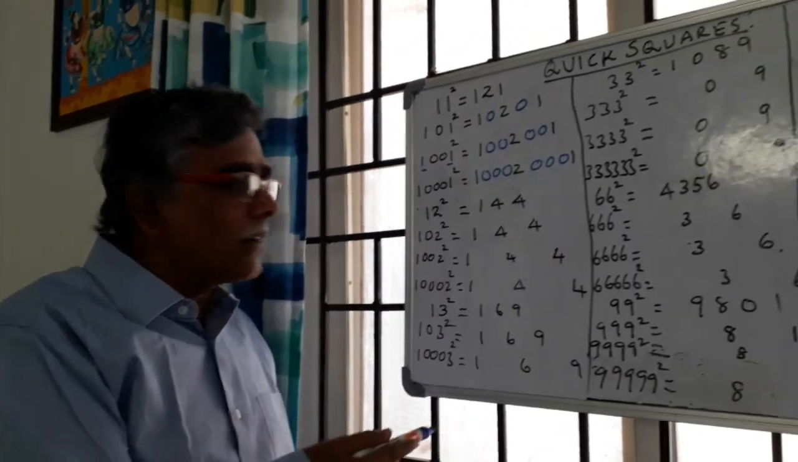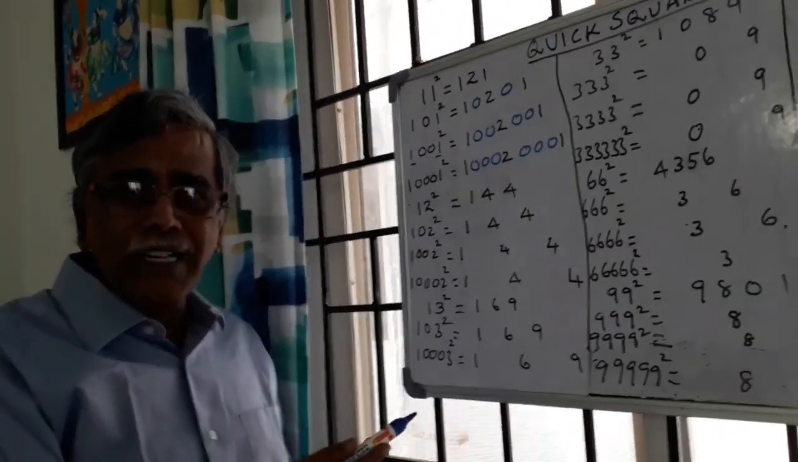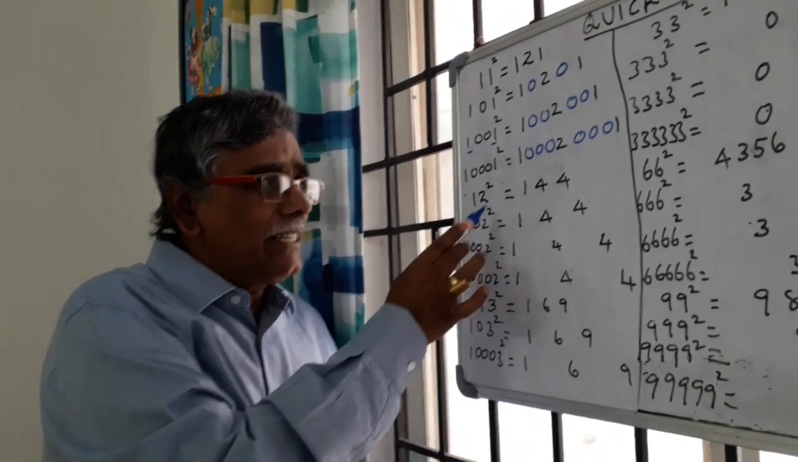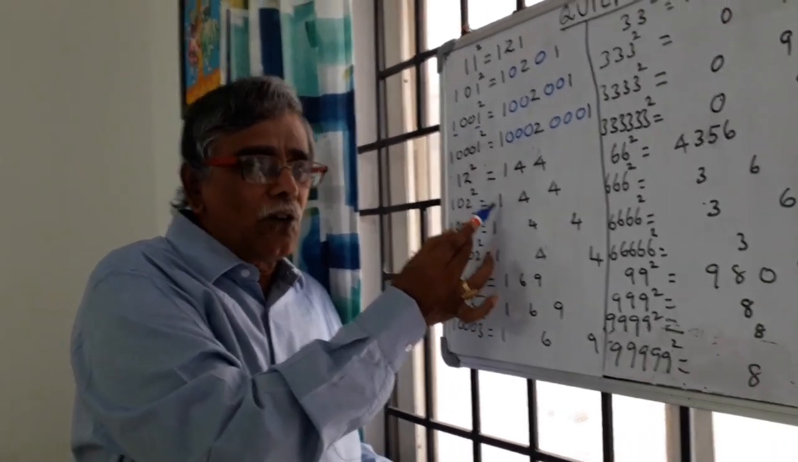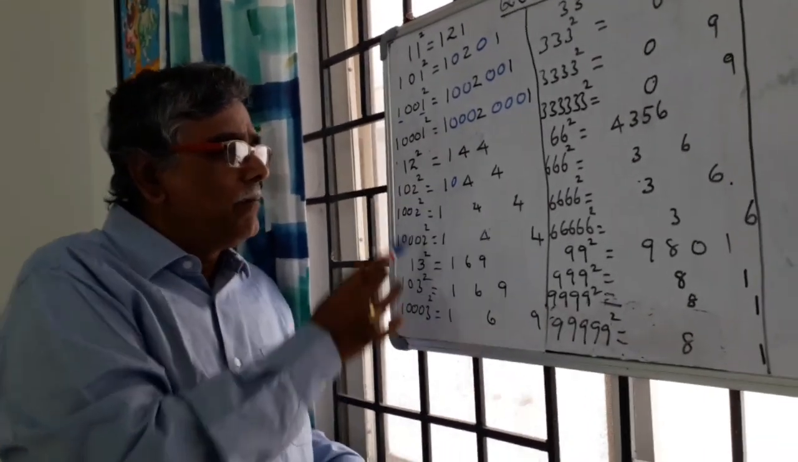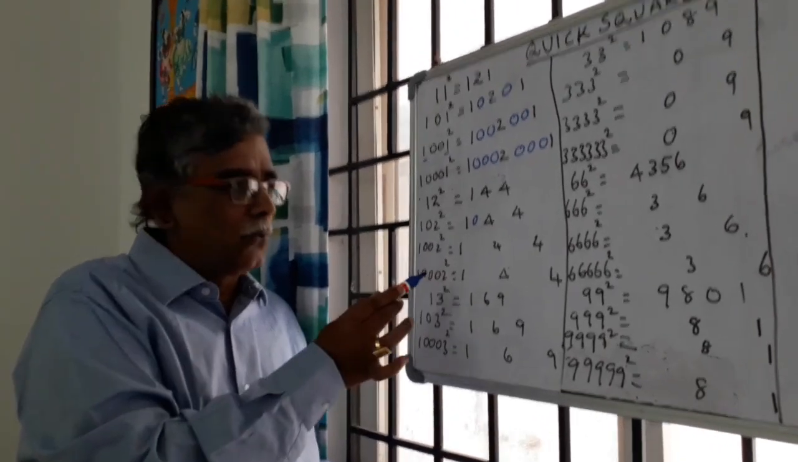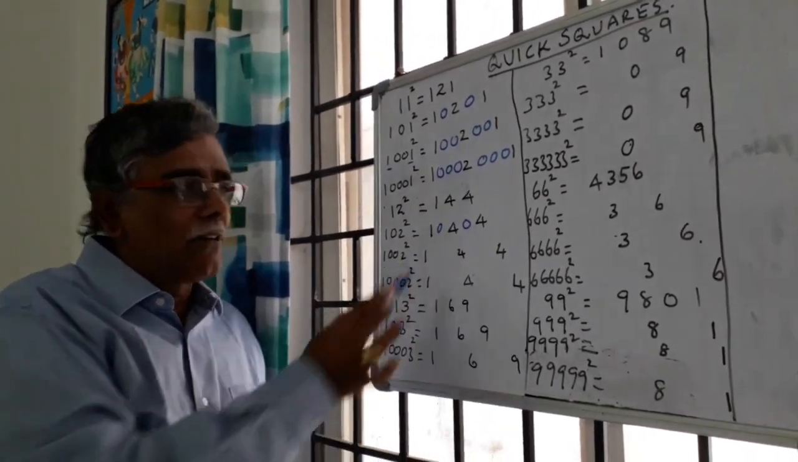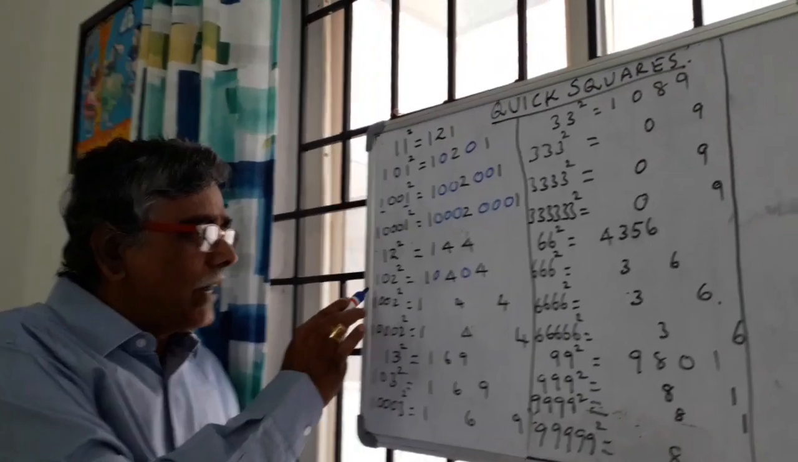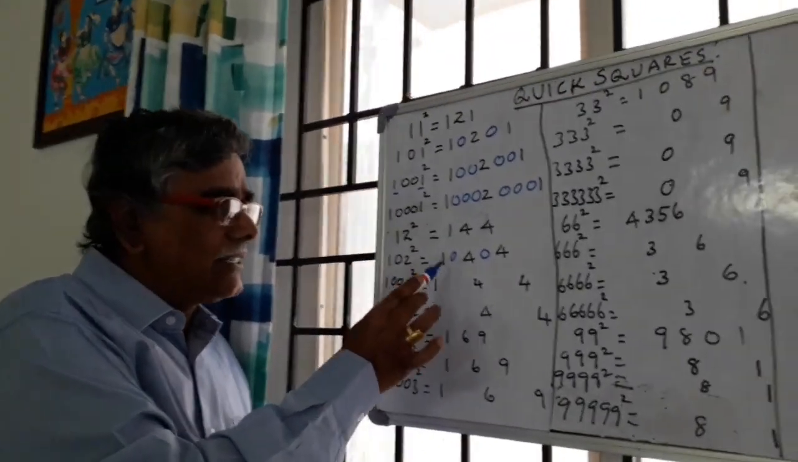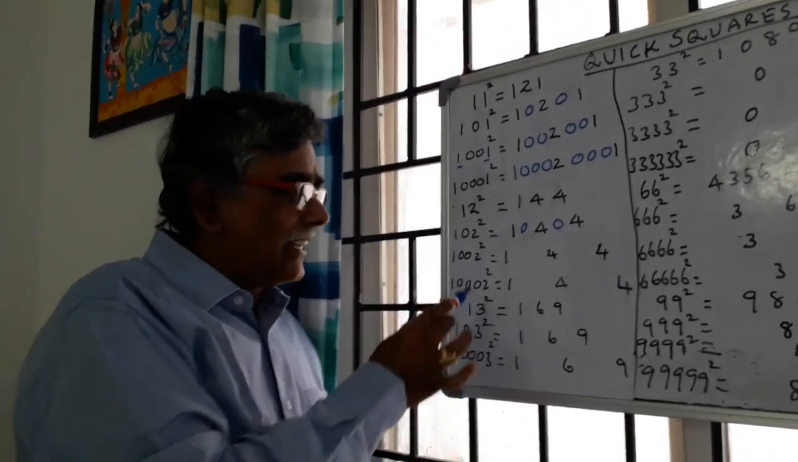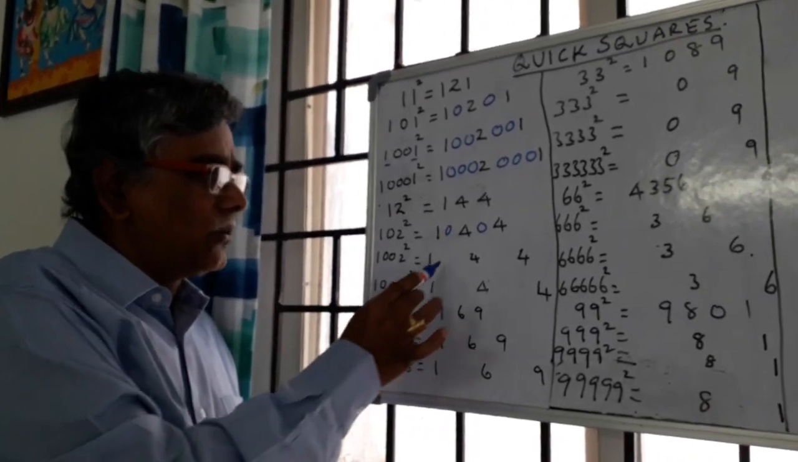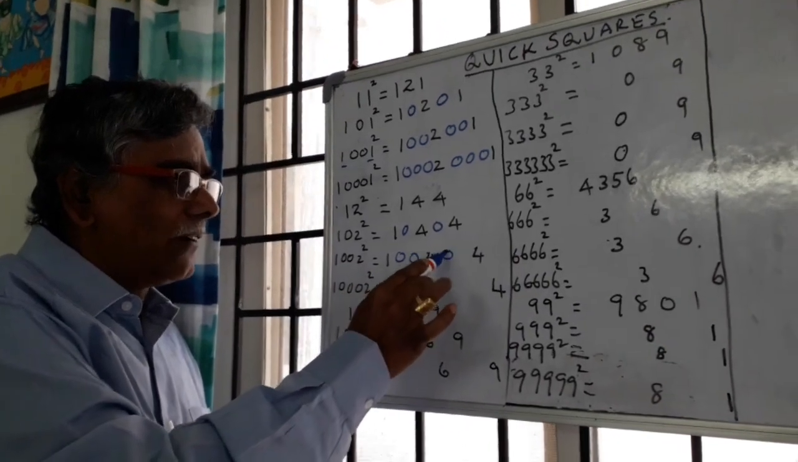If you know 12 square, all of you know that 12 square is 144. 102 square is nothing but, how many zeros do you have to put in between these 1 and 4? You have to put one 0 because there is one 0 in 102, and put one 0 in between these two fours. So 102 square is 10404. Now 1002 square, here there are two zeros in between these 1 and 2. You put two zeros here.